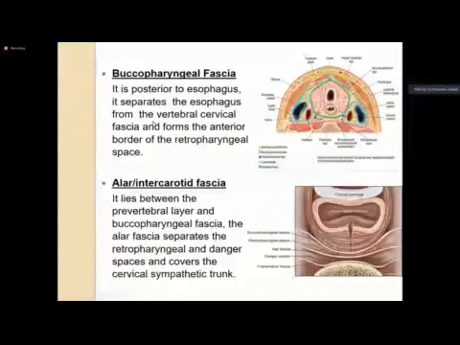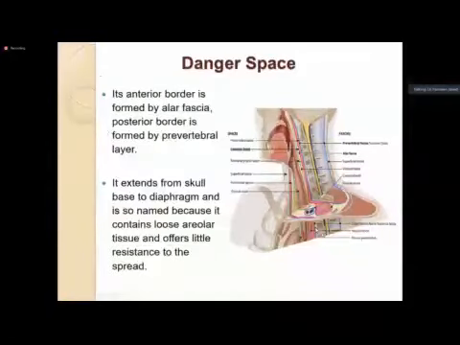It extends from the skull to the base of the diaphragm. This red space is basically the danger zone of the deep cervical fascia, or the cervical spaces. Basically this danger space extends from the base of the skull up to the diaphragm. So any infection in the neck region can extend up to the diaphragm. That is why we call it the danger space.